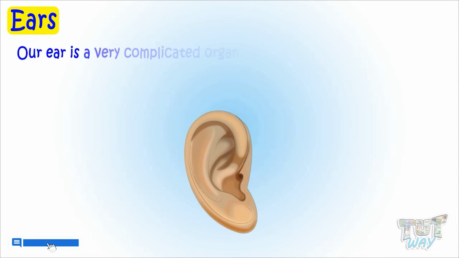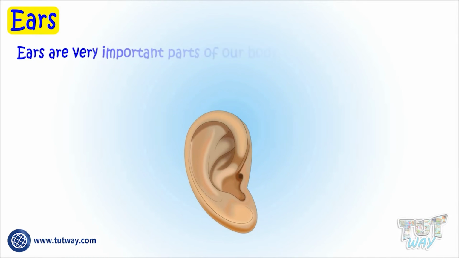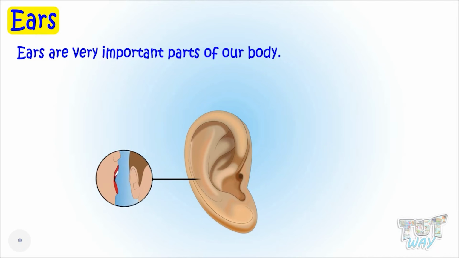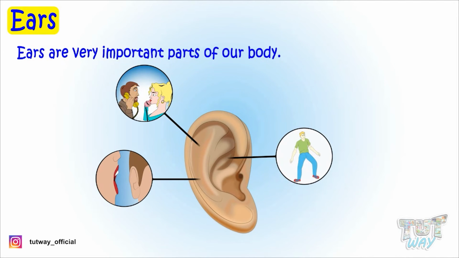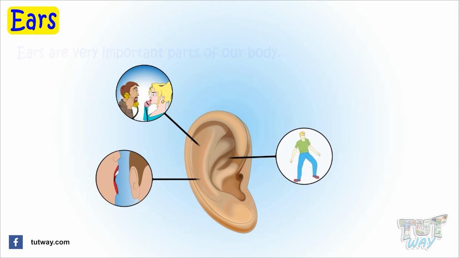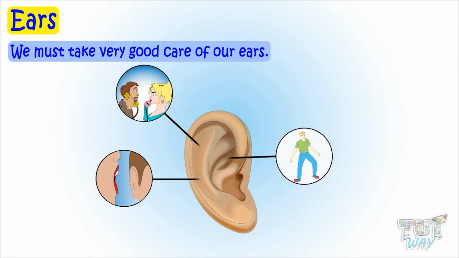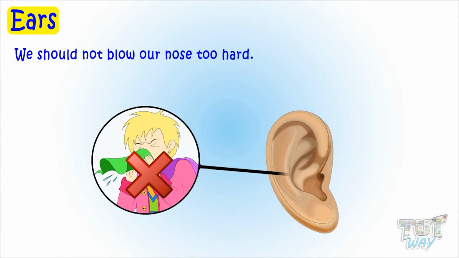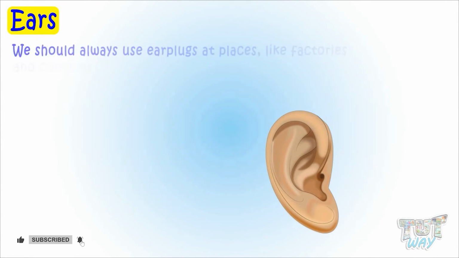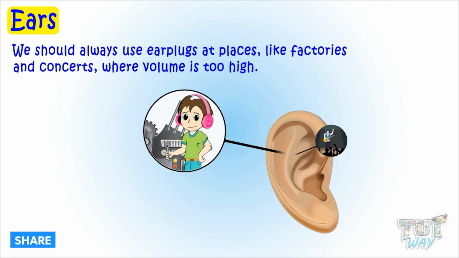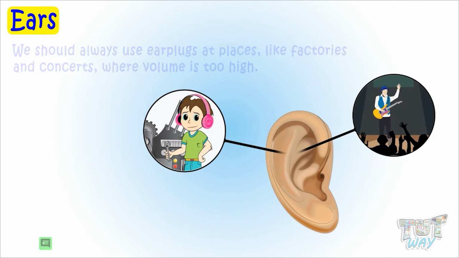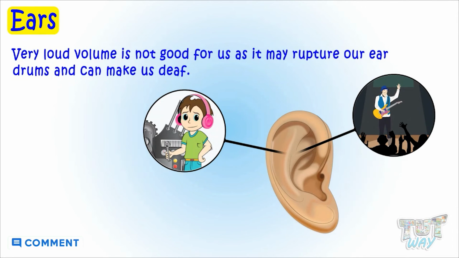So our ear is a very complicated organ. Ears are very important parts of our body that help us to hear, communicate, and even balance our body, and delicate too. And we must take good care of our ears. We should not blow our nose too hard, as it's not good for our eardrums. We should always use earplugs at places like factories or concerts where volume is very high, as very loud noise is not good for our eardrums. It can even rupture our eardrum and can make us deaf.